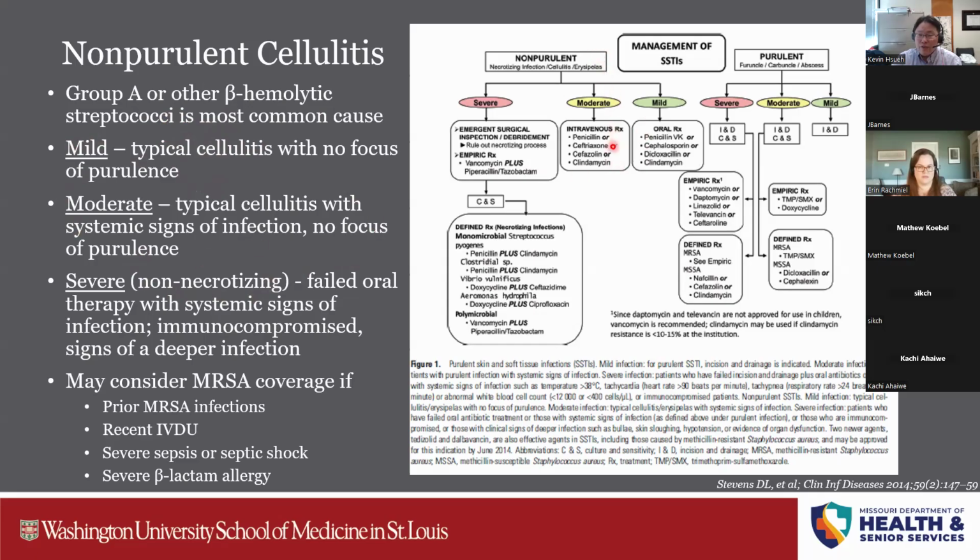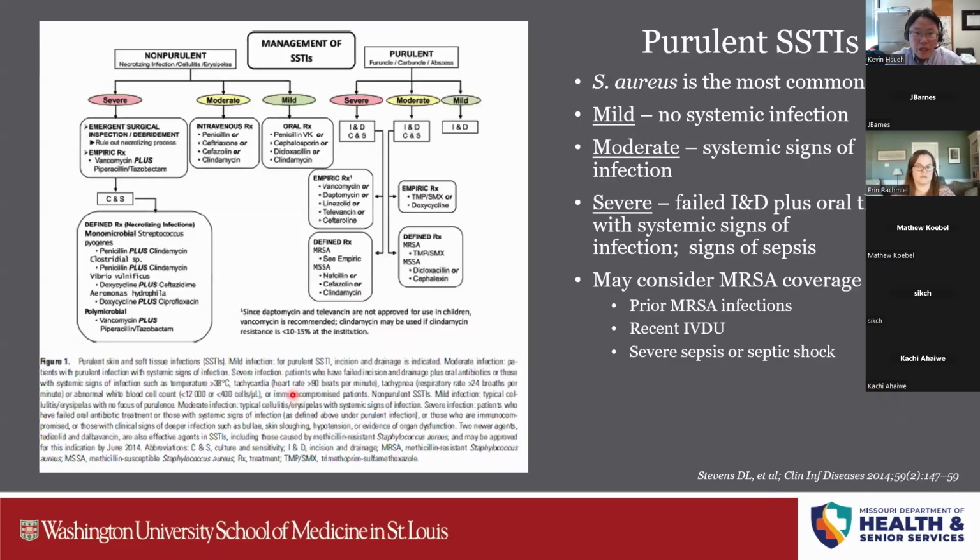The guidelines are actually very concrete on this. They are updating these guidelines, but I do not expect this to change. In fact, I expect it to get even more narrow. Only severe, basically, somebody with incredibly significant systemic signs of infection as well, or a person who has significant MRSA risk factors like recent IV drug use would be getting vancomycin alongside it.